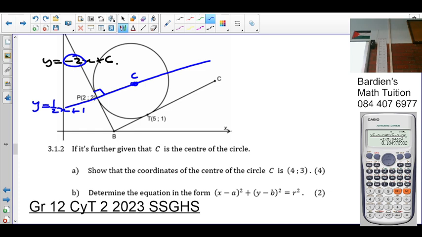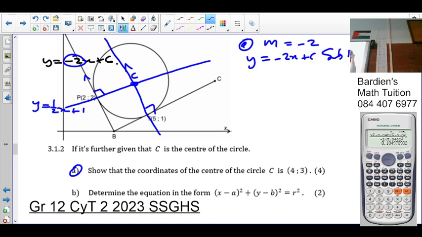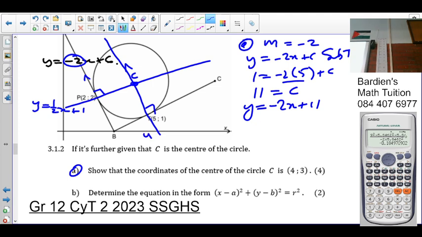What I did was, we know that C is the point of intersection of those 2 lines. That is perpendicular, so this has to be parallel to that line. So the gradient has to be the same, which is negative 2. So y is equal to negative 2x plus c. We'll substitute T, which is (5, 1). So 1 is equal to negative 2 times 5 plus c. That's minus 10, so c is 11. y is equal to negative 2x plus 11. This is this line.